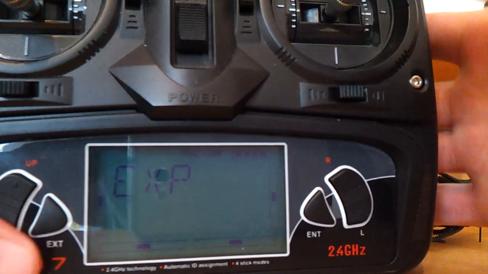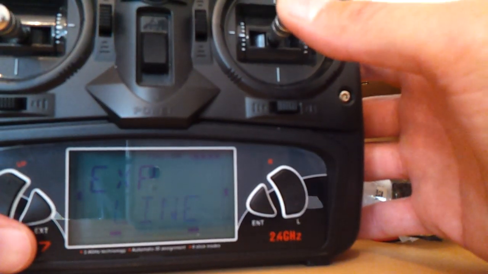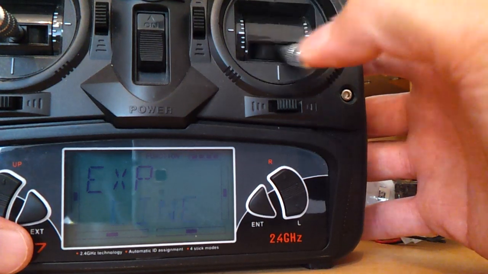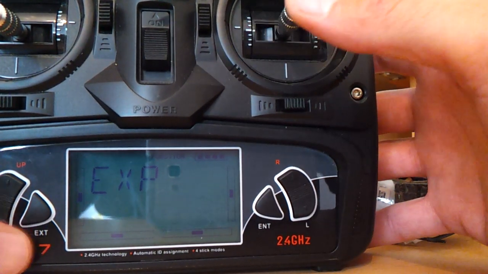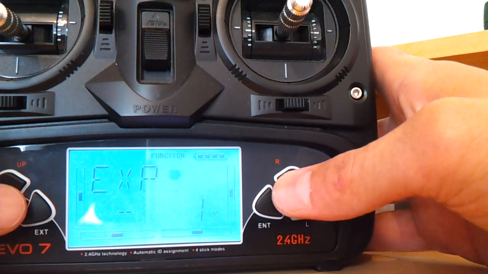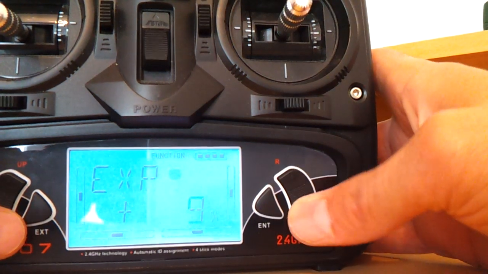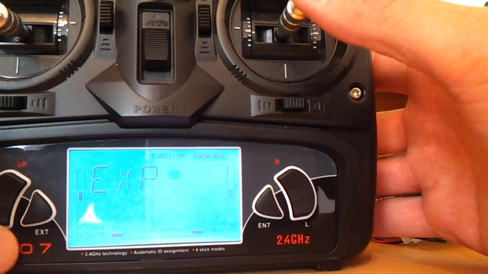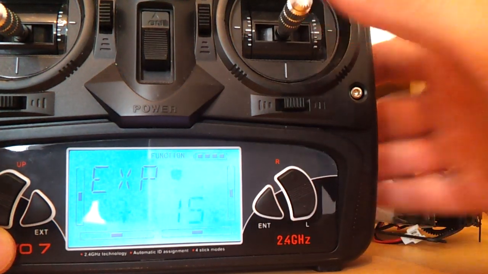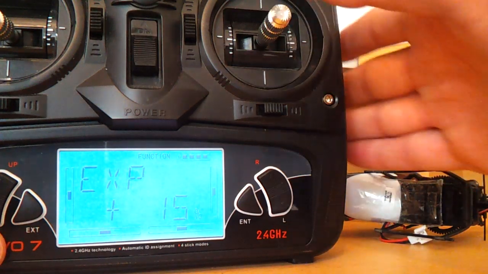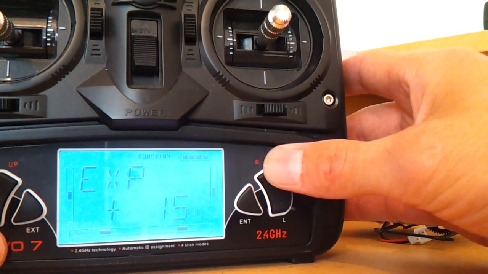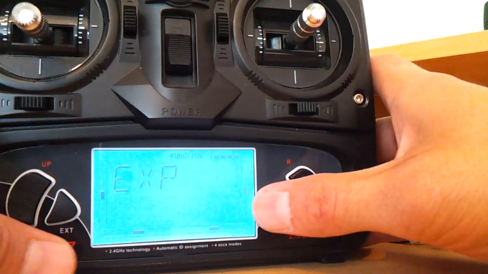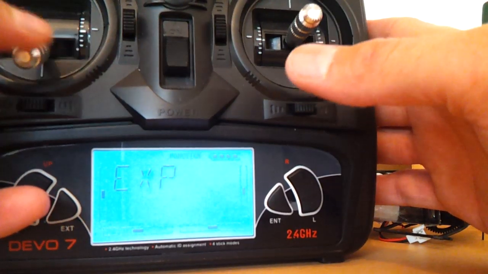EXP, what that does, that makes it less sensitive in the middle, but you still have 100% of your movement. So linear, EXP positive, you might want around 20%. That way, right in the middle isn't as sensitive, but when you get to the very edges, it becomes more sensitive. And you can set this for your rudder, for your aileron.